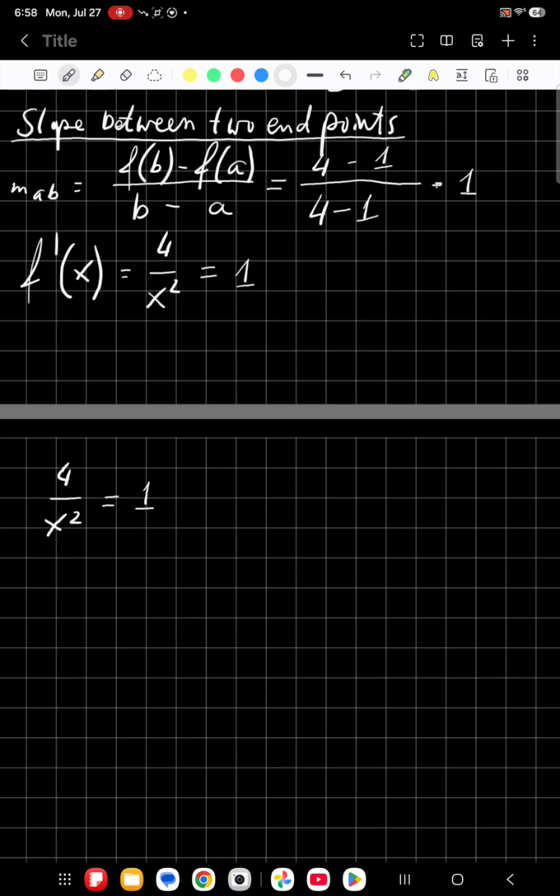Okay, so we can solve it, multiply both sides by x squared, or think about it. What numbers do I put in for x to get 1? So those two numbers are negative 2 and 2.